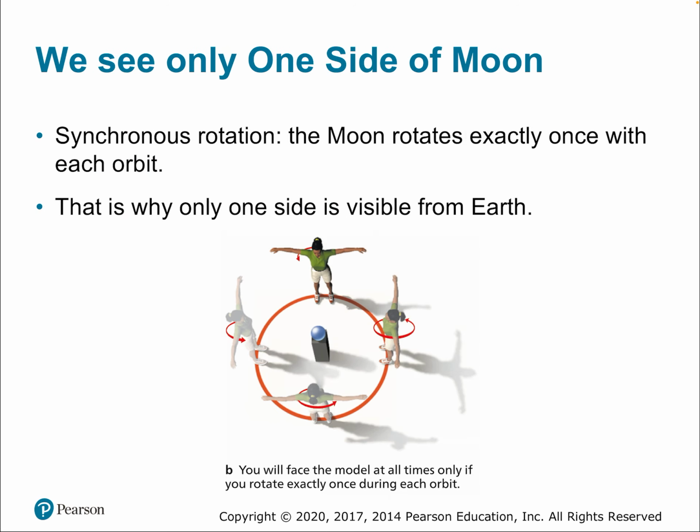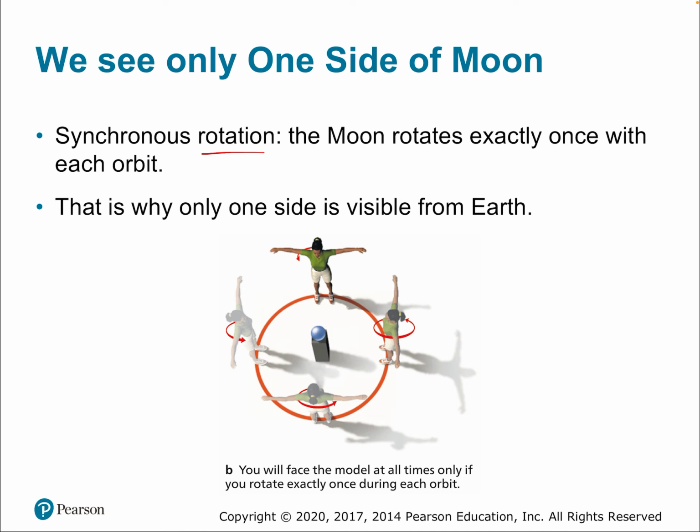Now, second interesting thing about the moon, the fact that it has a synchronous orbit, okay? So it has synchronous rotation. The moon rotates exactly once with each orbit. Okay, so I said it has a synchronous orbit, but that just means that the orbit and the rotation are synchronized. This is very different from Earth, right? We spin on our own axis every 24 hours, but we complete an orbit in 365 days, or 365 times longer than our rotation, right?